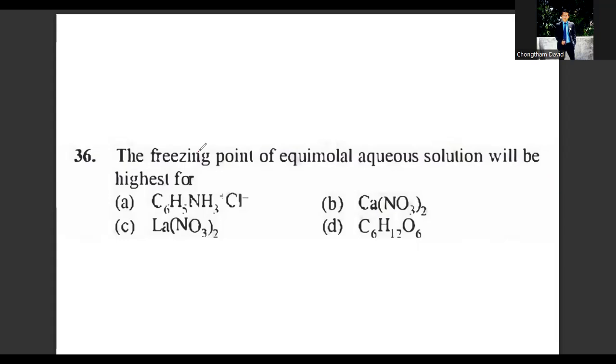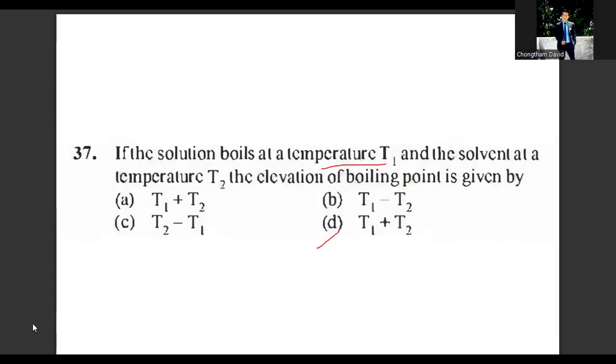So always keep in mind the electrolytes, which give the maximum number of ions, will definitely give rise to higher values of colligative property. So for this question, glucose, which is a non-electrolyte, the freezing point of equimolar solution will be the highest. According to this question, glucose is a non-electrolyte, and hence the depression in the freezing point will be the minimum. Hence, freezing point will be the highest for this, which is a monosaccharide, right? Okay, let me erase this part and let us read question number 37.